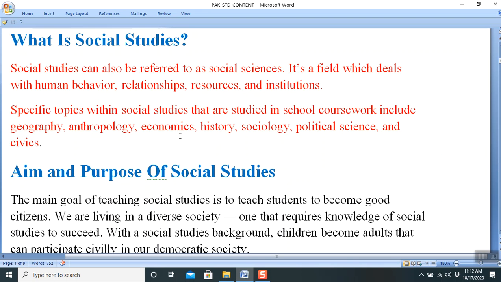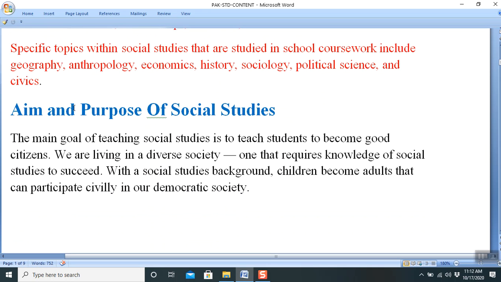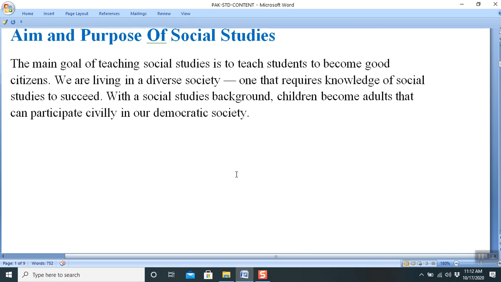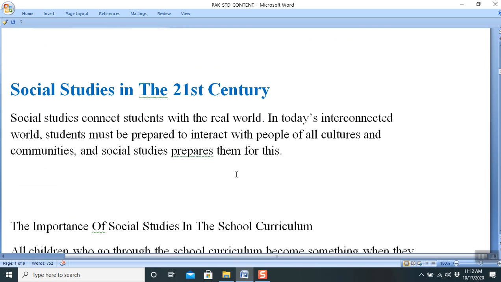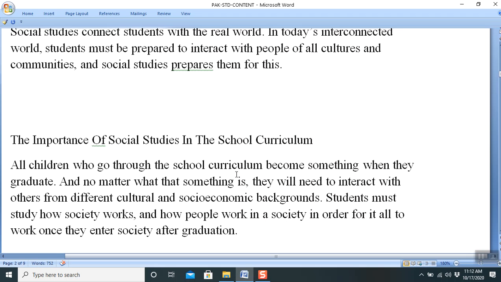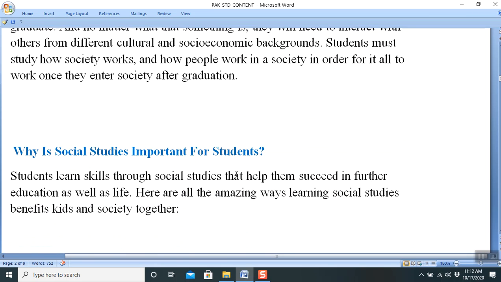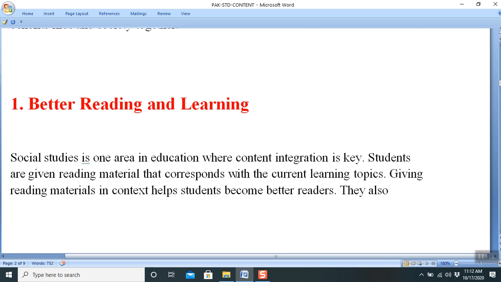Second is economics, history, sociology, political science, and civics. Aims and purpose of the social studies, clear. I have explained to you that the major objective of the social studies is to give a proper understanding about ourselves and our culture, history, geography, so that we may understand our potentials as well as our weaknesses.